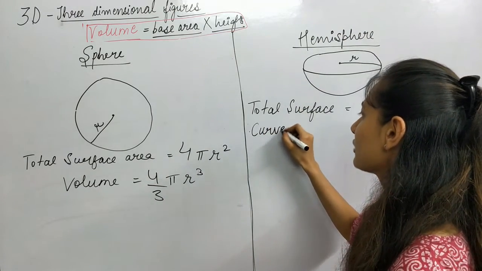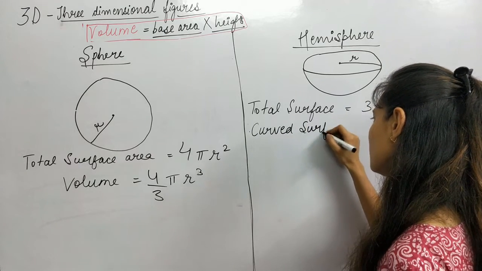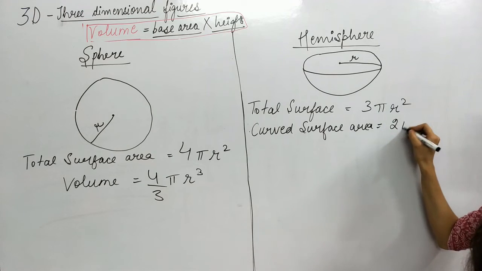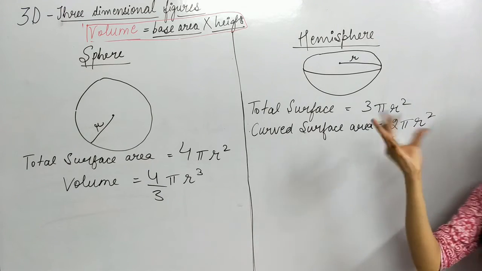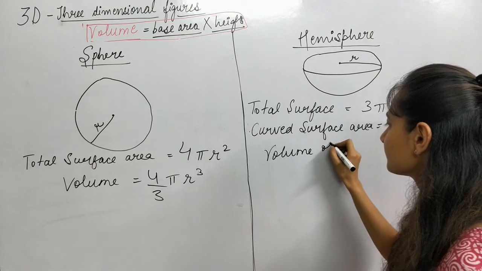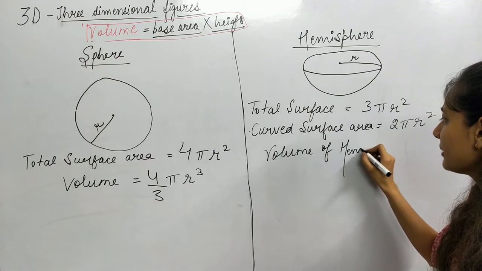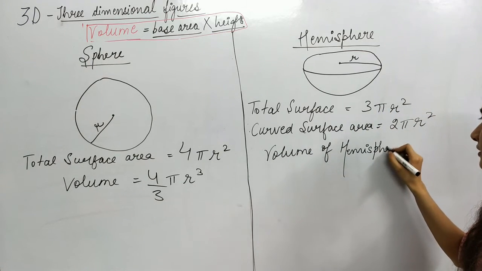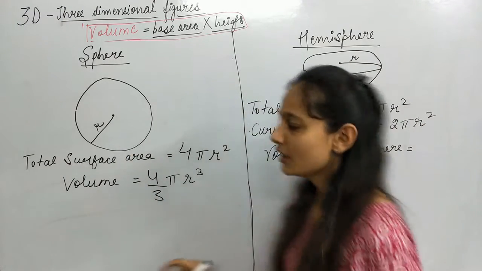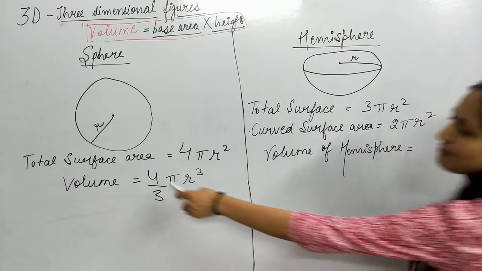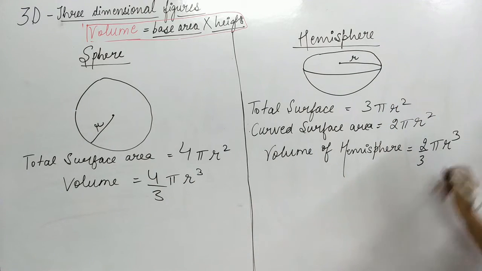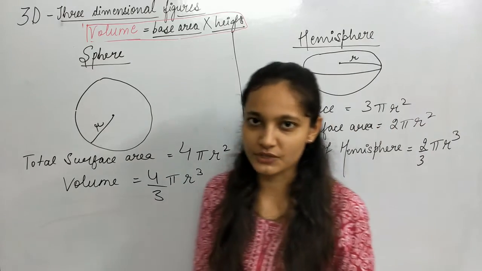In hemisphere, you calculate curved surface area also. So curved surface area of hemisphere will be 2 pi r square. Only this curved portion. Okay. And what will be the volume? Volume of hemisphere will be half of volume of the sphere. So half of the volume, 1 by 2 of this. That means 2 by 3 pi r cube is the volume of the hemisphere.